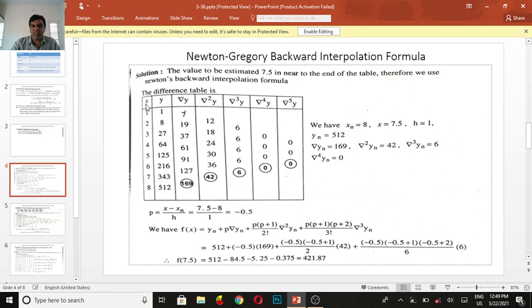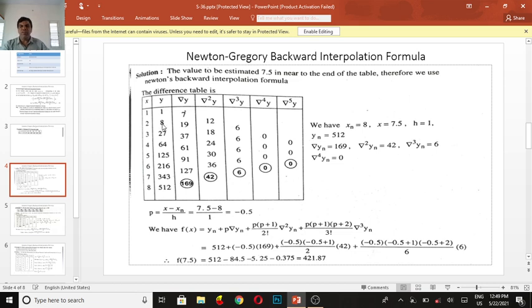So, the difference table: x is given as 1, 2, 3, 4, 5, 6, 7, 8. The corresponding values of y are: if x is 1, y is 1; 2 is 8; 3 is 27; 4 is 64; 5 is 125; 6 is 216; 7 is 343; 8 is 512.